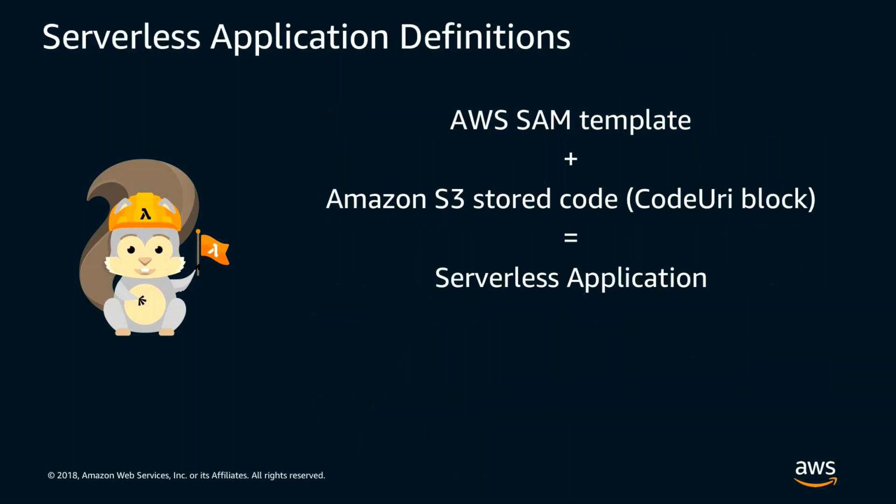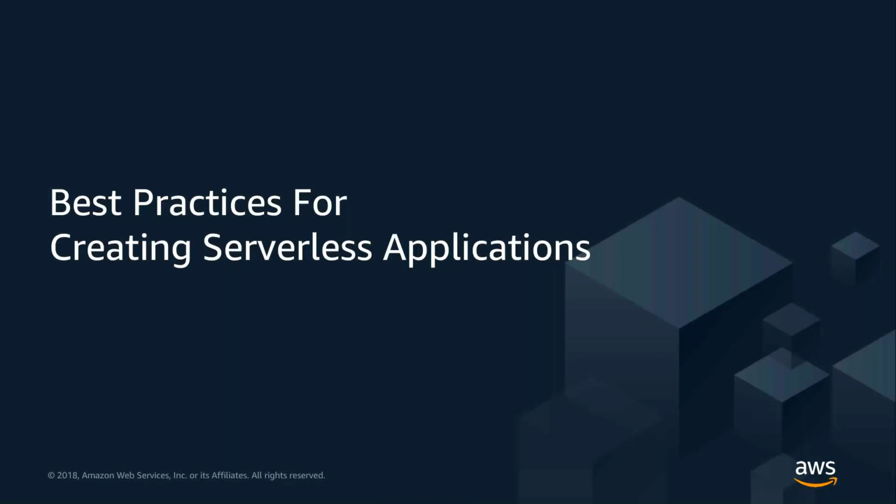So the serverless application definitions for an application are an AWS SAM template, Amazon S3 stored code in a CodeUri block, and that is a serverless application. So let's have a look at best practices for actually creating these serverless applications.